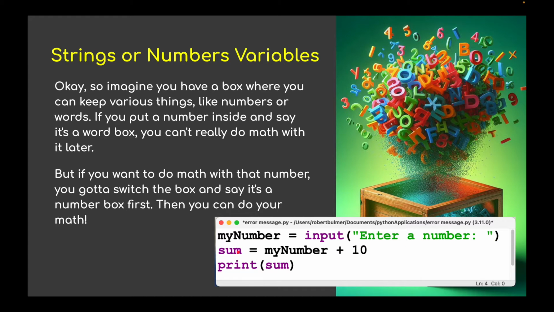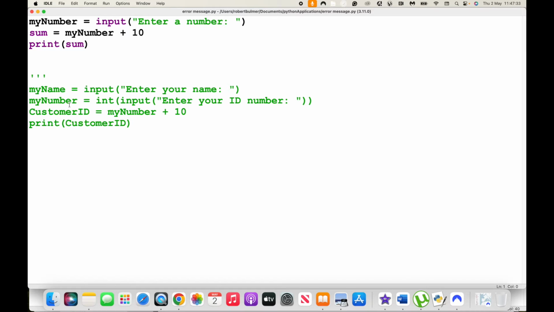The sum is my number, the number that's been entered, plus 10. Okay, a numeric value 10, and I want to print that sum. Now watch what happens here. So I'm going to go back into Python. Here we go. Here's the code. Again, I've blocked this code out underneath. I'm going to come to that in a moment.